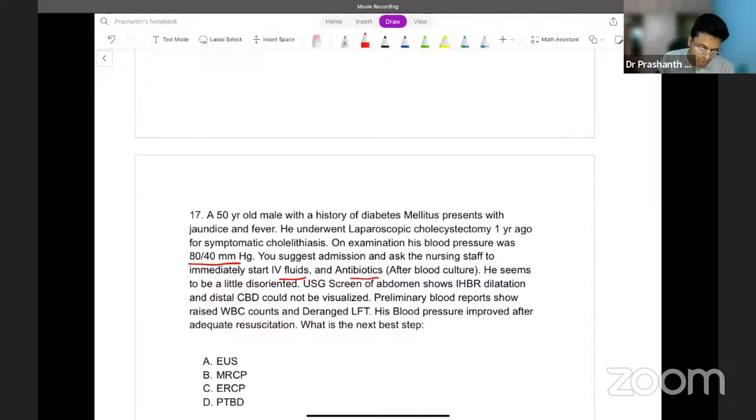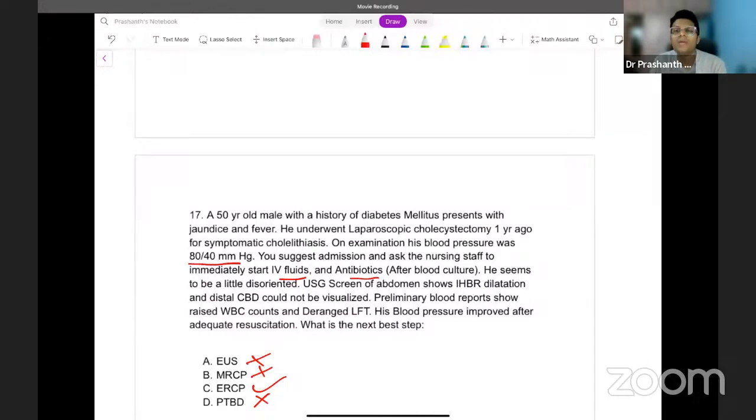Is it EUS, or is it MRCP, or is it ERCP or PTBD? Suppose the patient didn't recover from the low BP, and the patient is too sick for an emergency ERCP, PTBD would have been the best answer. But here the patient got better, so ERCP will be the best answer.